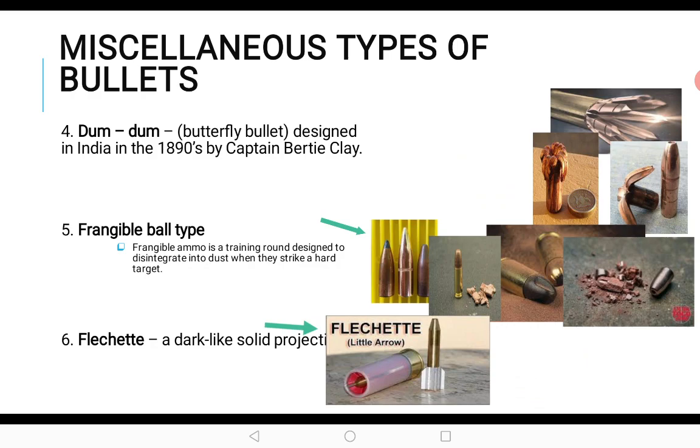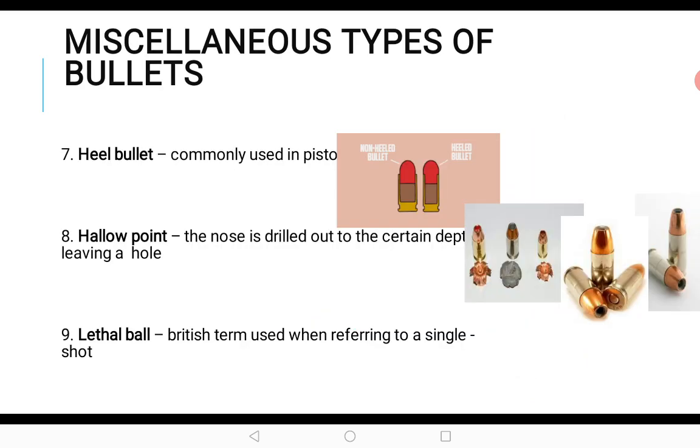Okay, so next we have here heel bullet. That is a type of bullet that is commonly used in pistol, having its rear portion reduced in diameter in order to fit in the mouth of the shell. Okay, and it makes the rest of its part appear flush with the mouth of the shell.